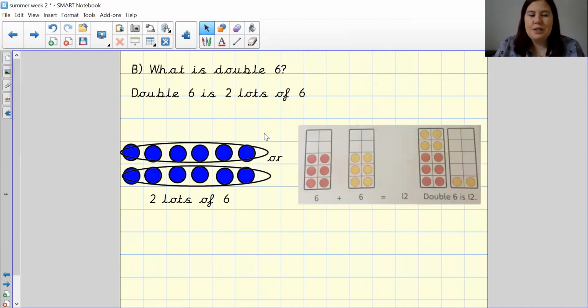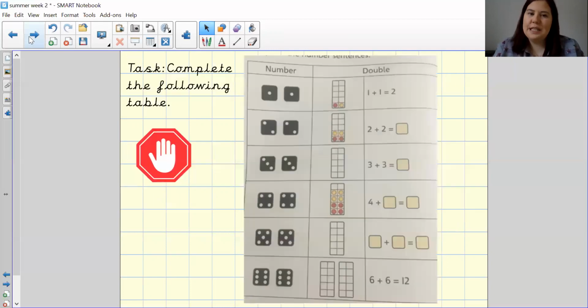And then part B, as you can see, I've done 2 lots of 6, because they're asking what is double 6. So they've used 10 frames, they've added 6 add 6. So as you can see from the final 10 frame, they added 4 of the last 6 and then added 2 onto a new 10 frame because they ran out of space on their 10 frame. So well done if you did that at home.